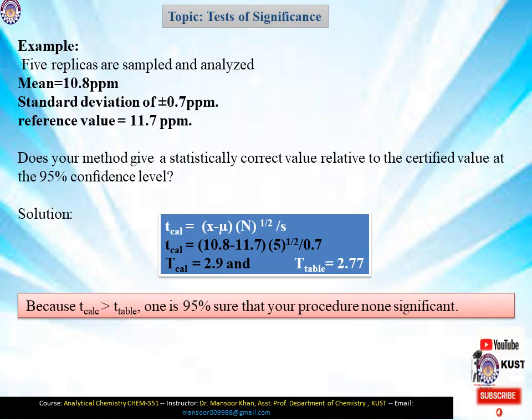What does it mean? It means that in this t-test we compare the accuracy of the method. Because the true value is present, we compare the mean of the result of your method with the accepted or true value. That's why we say that in the t-test we basically measure the accuracy of the method.